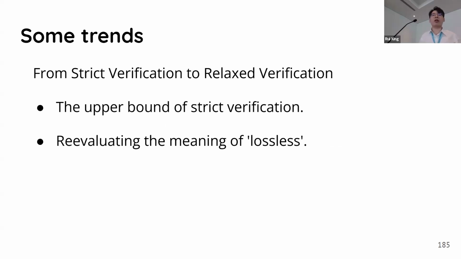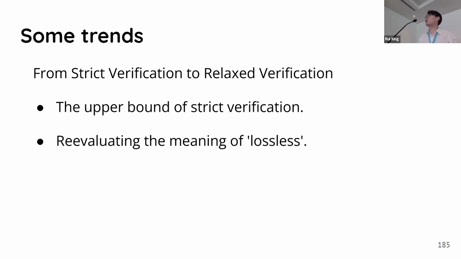Okay, the third trend is from strict verification to relaxed verification. Actually, there is an upper bound of strict verification, because basically we require the draft model to be more efficient than the target model. Therefore, it must be less powerful than the target model. There is no free lunch in the world. So there is an upper bound of the speedup.